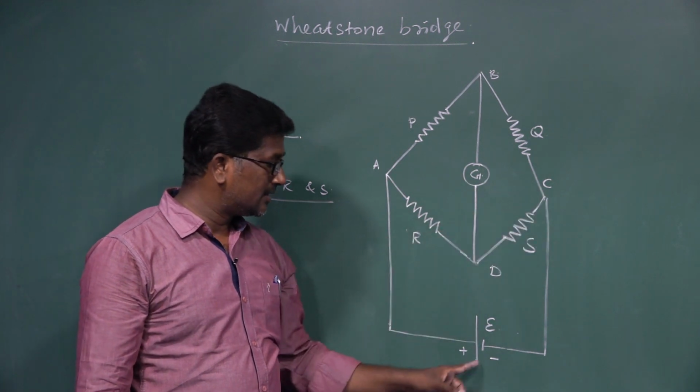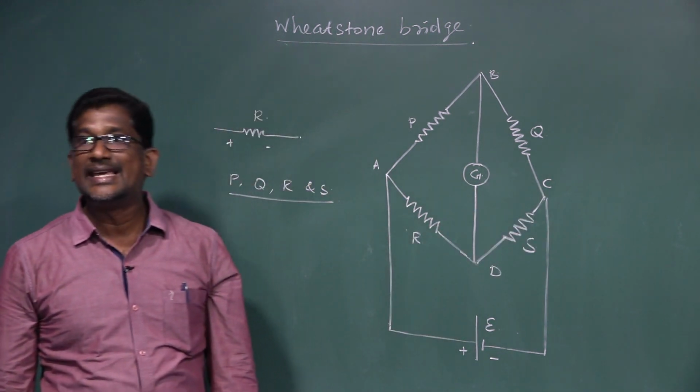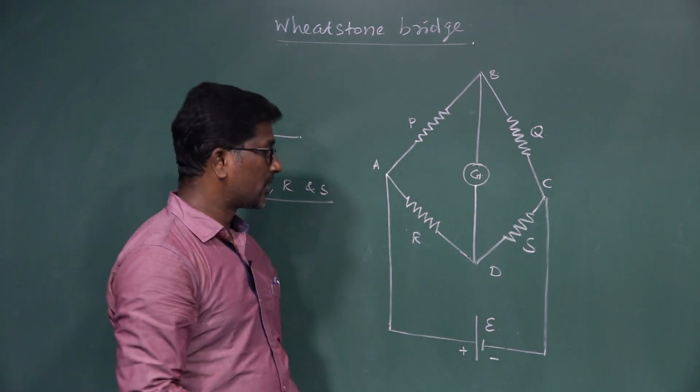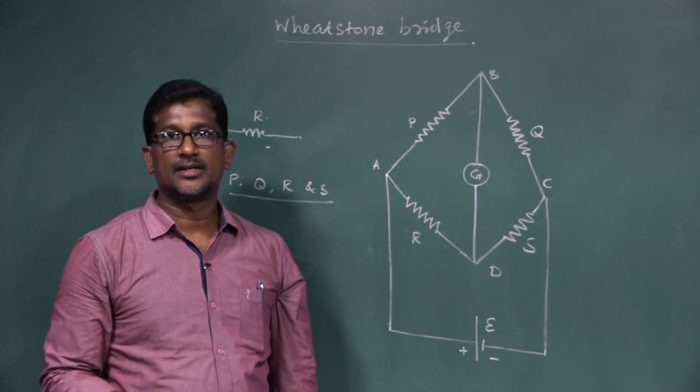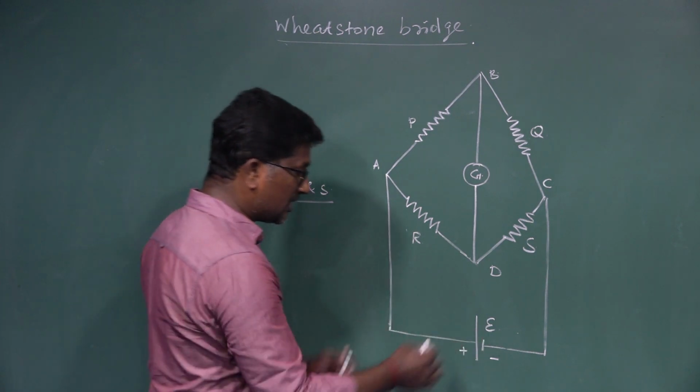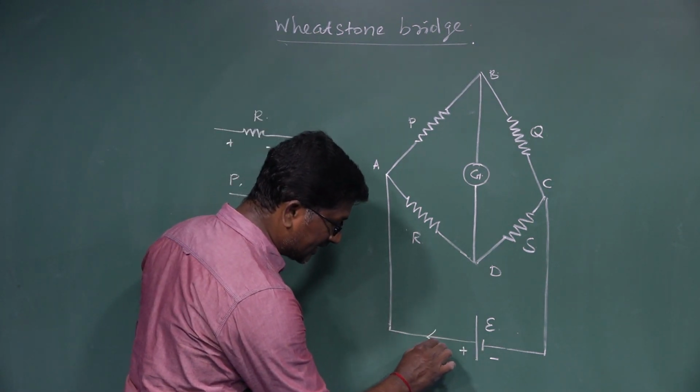Across the points A and C, an electric cell of EMF E is connected. What is an electric cell? An electric cell is a source of electric current. Suppose the cell delivers an electric current I.